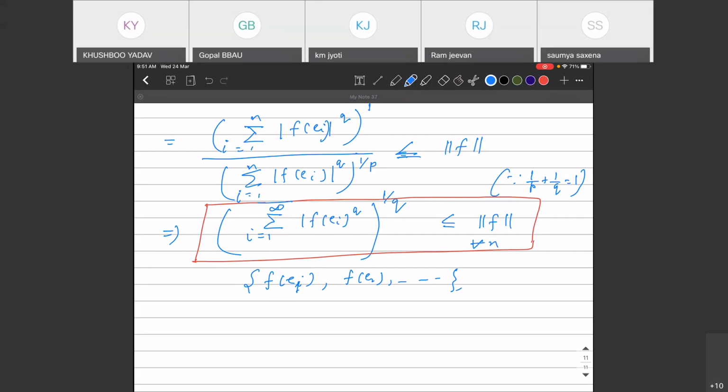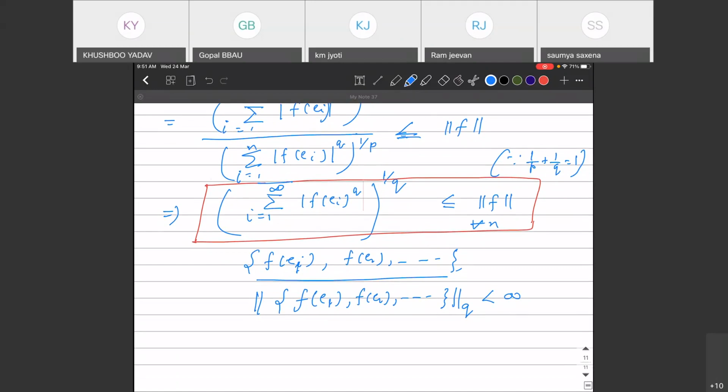So this means when you have this sequence F1, F2, and you know its q norm, this is bounded. This is finite. This implies F1, F2, ... belongs to LQ. Correct?